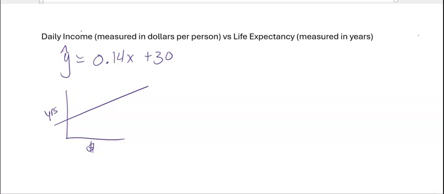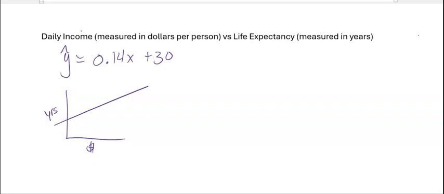In this video, I wanted to go over really quickly how to interpret the y-intercept of a linear equation. Now, all of this information is completely made up. It's strictly used for this demonstration here. So let's pretend that we have a data set of daily income, which is measured in dollars per person, versus life expectancy, which is measured in years.